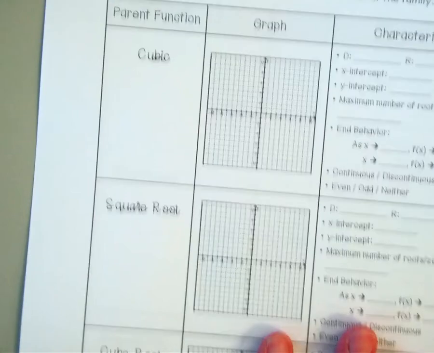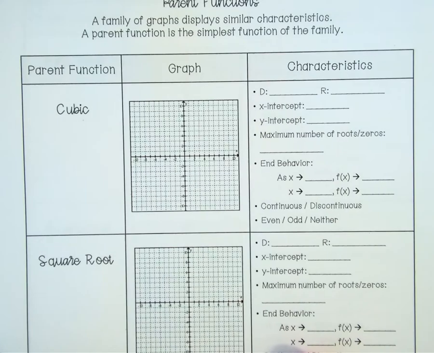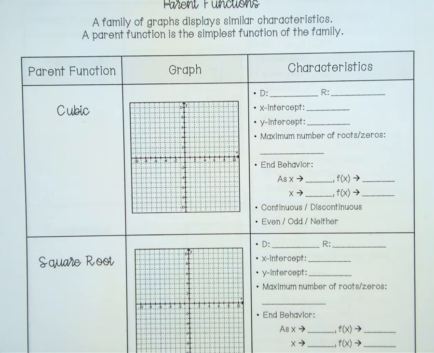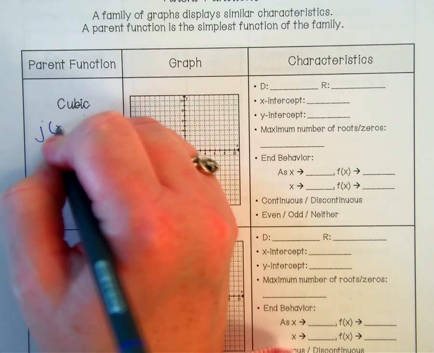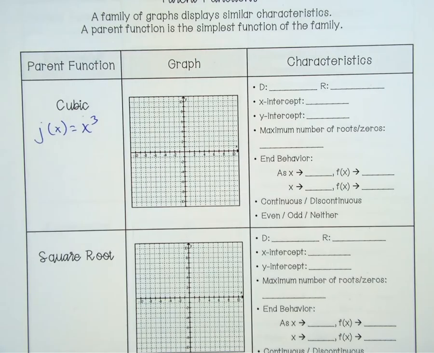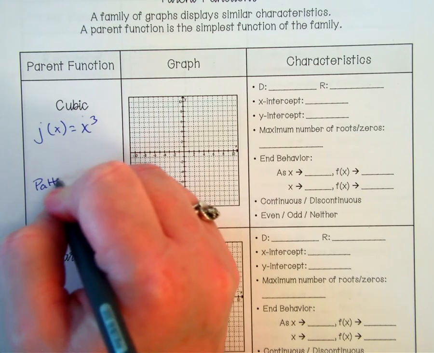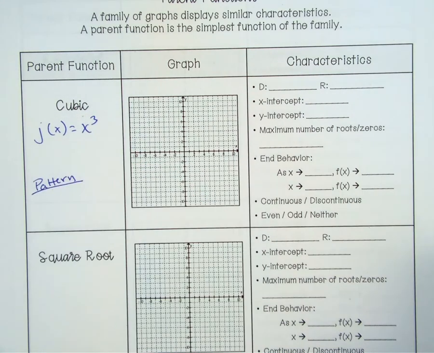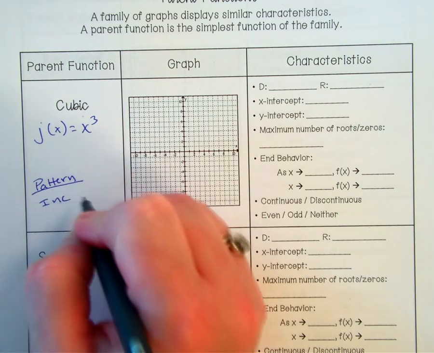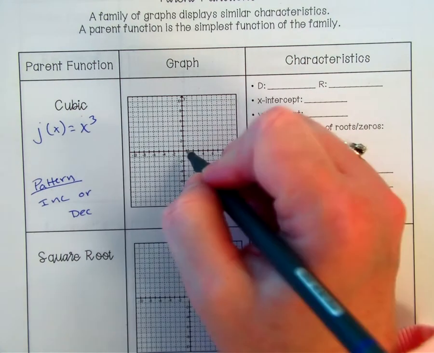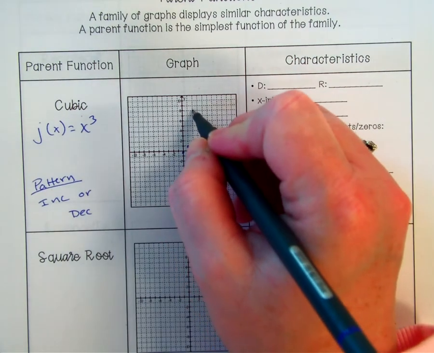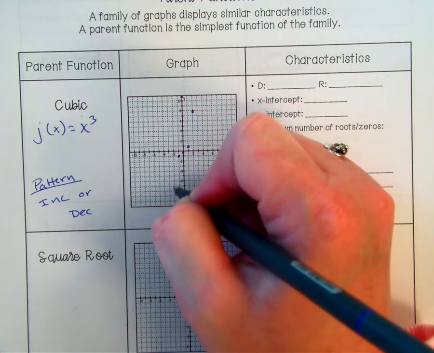All right. Let's go to these next 3. These next 3 are a little different. You haven't done too much with these ones at this point in time. So our cubic, we'll go with j of x equals x cubed. So our pattern for this is very similar to your absolute value. It's either always increasing or always decreasing. It's never both at the same time. It's one or the other. So cubing everything in my head to make my table here.